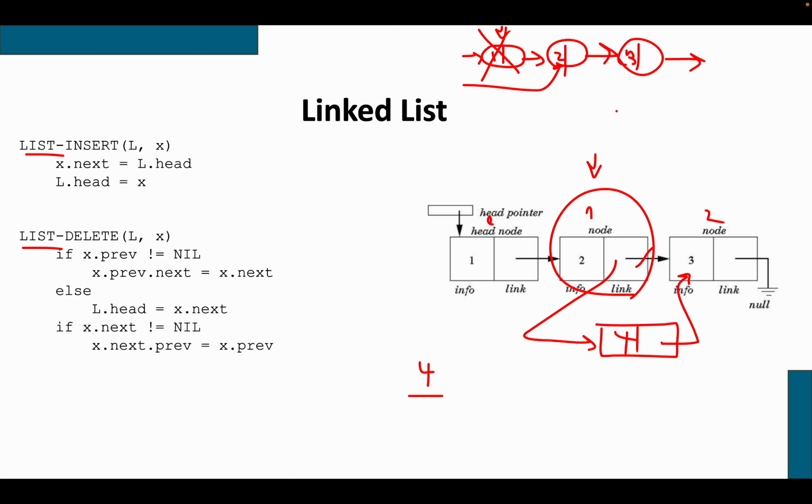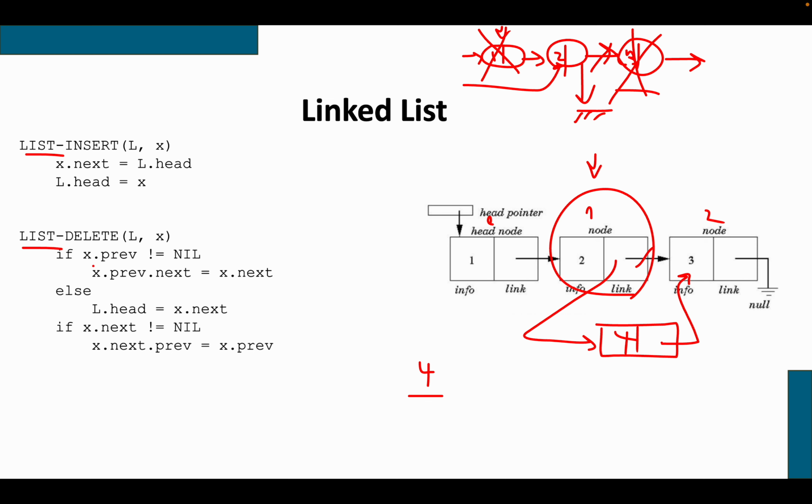And in the next example, think that we want to delete 3. 3 is in the tail, and when it is deleted, the pointer of 2 must now change and it must point to null.